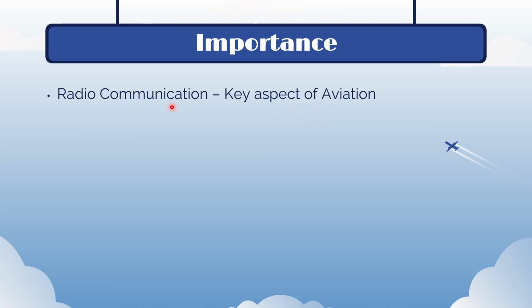The term they always say in aviation is aviate, navigate, and communicate. Communicate is literally the third most important thing when it comes to flying a plane. So radio communication is a very key aspect of that.